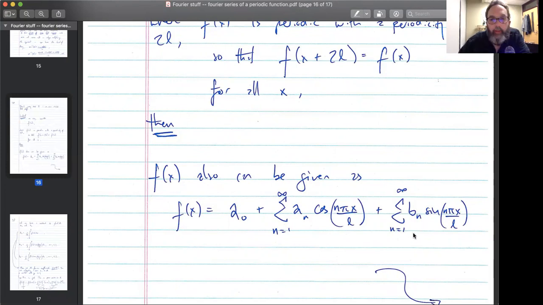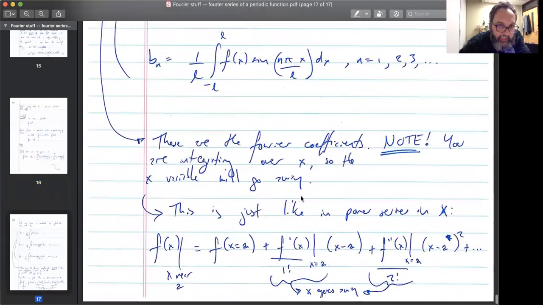But because most functions are not purely odd or purely even, but the sum of an odd part plus an even part, all functions have to be that. I will need both sine and cosine for a general periodic function. Okay, and remember these a sub n's and b sub n's, I've integrated all the x dependence out of that.